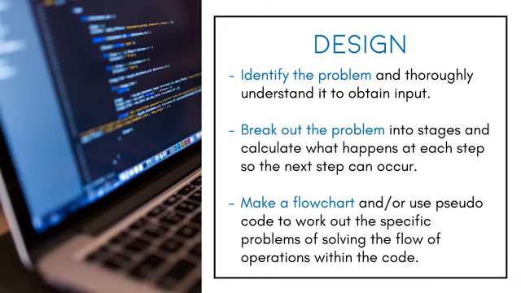After you obtain the input, break out the problem into stages and calculate what happens at each step so the next step can occur. All of this is elementary, and you probably did this from the first computer science class you ever took, but the same basic rules apply. This is also the point where you are going to flowchart or use pseudocode to work out the specific problems of solving the flow of operations within the code.